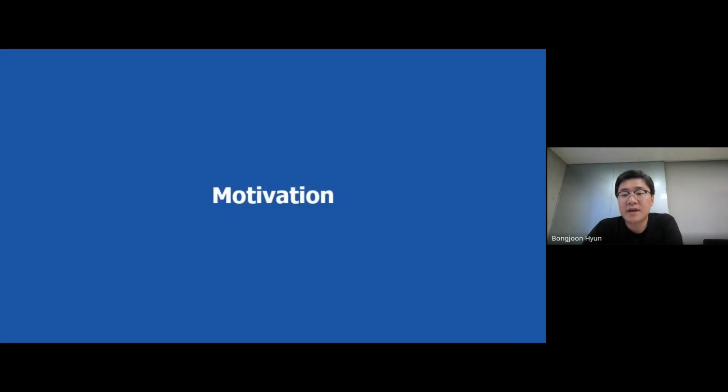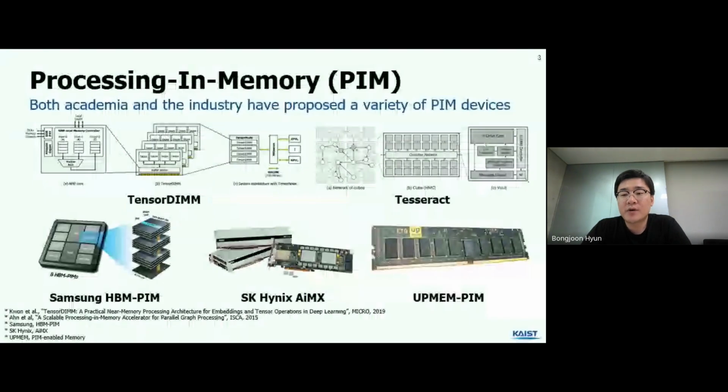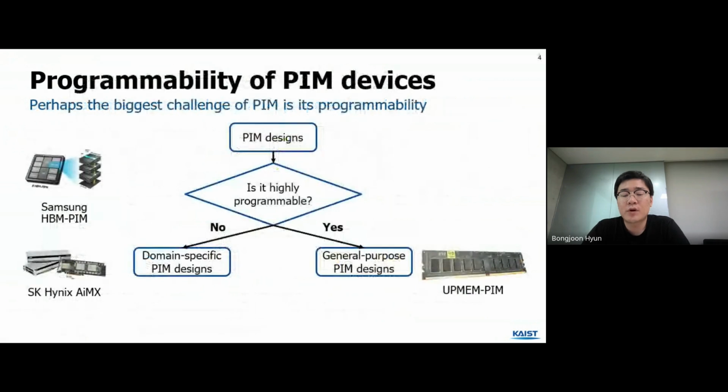Let me first explain the motivation of our work. Processing in memory has been explored for decades by computer architects, and with the advent of critical memory-intensive workloads like AI, several commercial PIM technologies have been introduced to the market, ranging from domain-specific PIM architectures to more general-purpose PIM architectures. In this work, we categorize PIM designs based on their level of programmability.